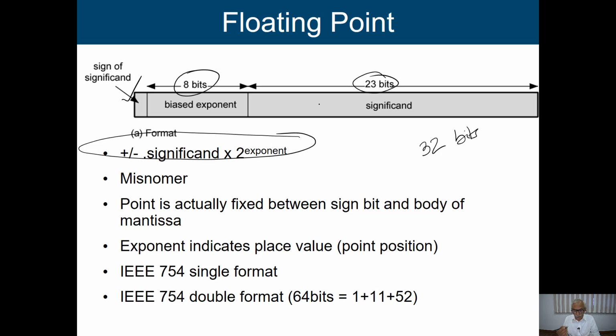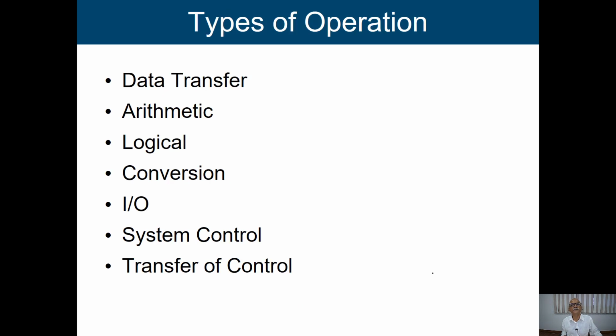But to increase our range, what will happen? We have double format. In case of double format, we are going to use 64 bits, and the format is like that. So sign bit, then 11 bits is for exponent, and 52 bits is for your significand or mantissa. Okay, so this is the way that we are going to represent our floating point numbers.